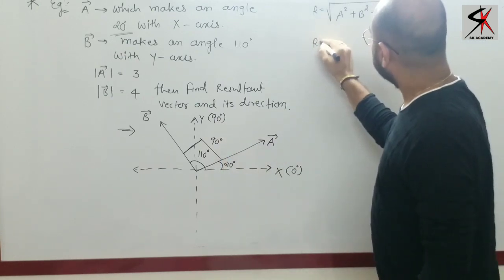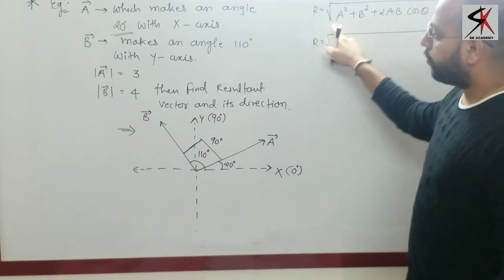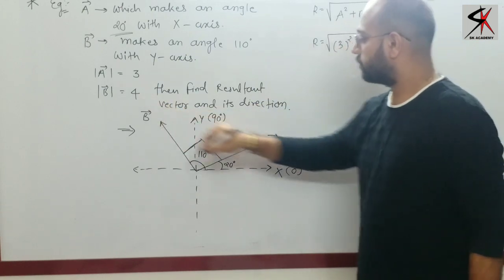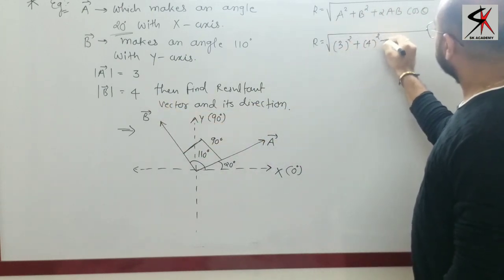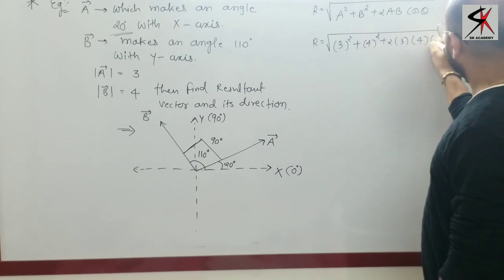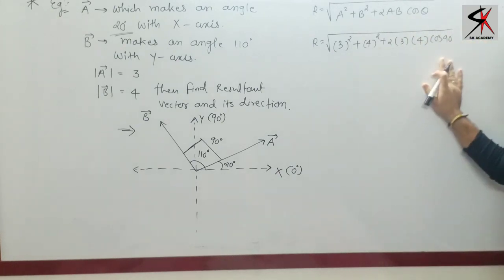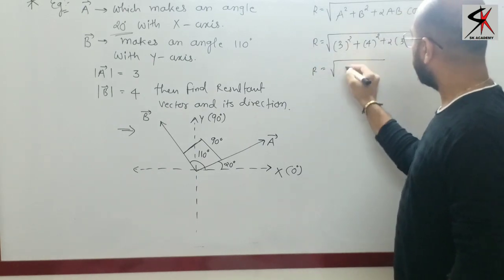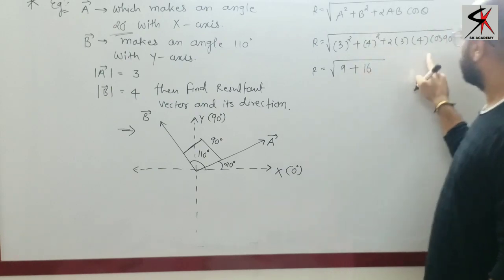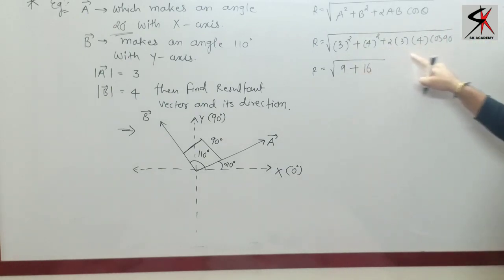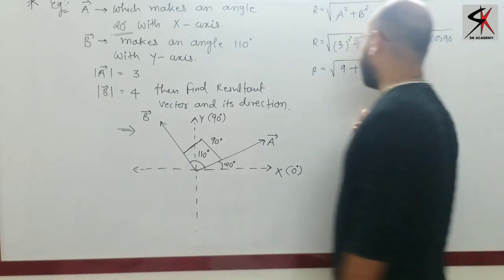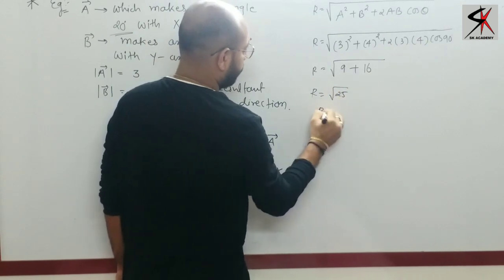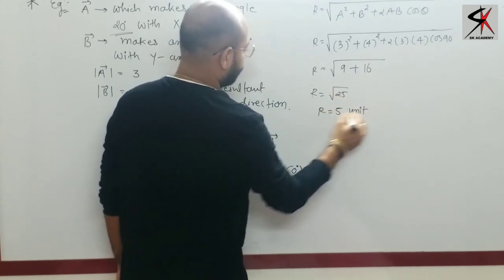So resultant R is equal to under root, A bar is 3 and B bar is 4: 3 square plus 4 square plus 2 into 3 into 4 cos 90. Cos 90 means 0, so that whole term becomes 0. So R is equal to under root 9 plus 16. 9 plus 16 means 25, and root 25 is 5. So our answer is 5 unit.